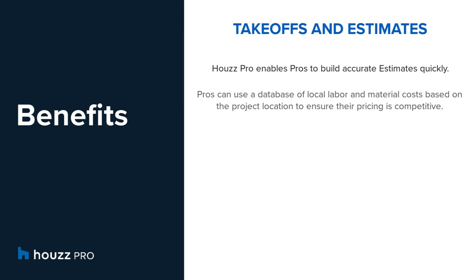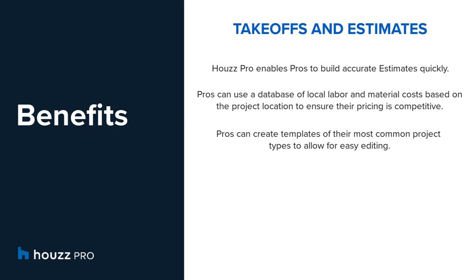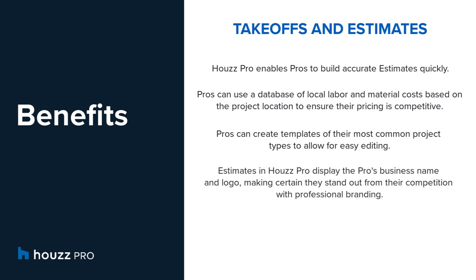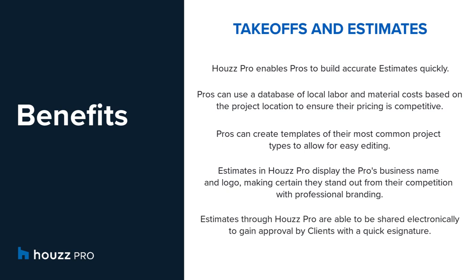Pros can use a database of local labor and material costs based on the project location to ensure their pricing is competitive, or create templates of their most common project types to allow for easy editing. In addition, all estimates display the pro's business name and logo, making certain they stand out from their competition with the professional branding. Lastly, estimates through Houzz Pro are able to be shared electronically to gain approval by clients with a quick e-signature.